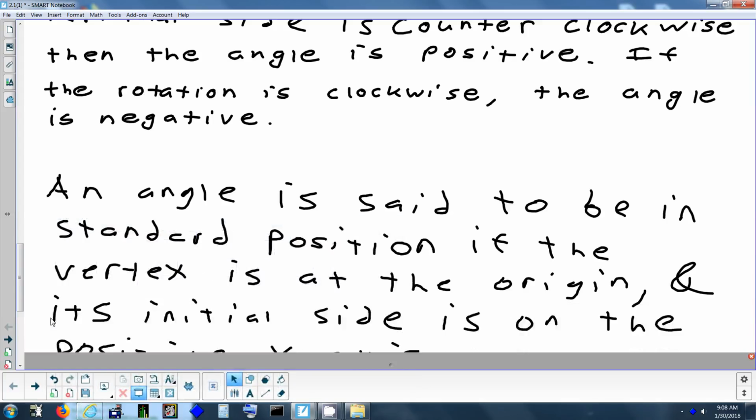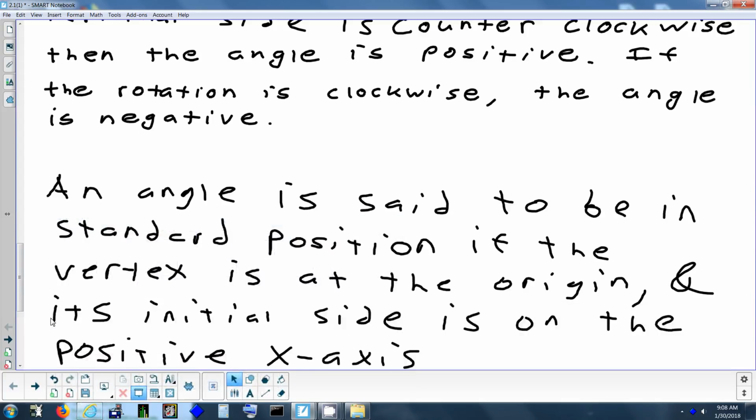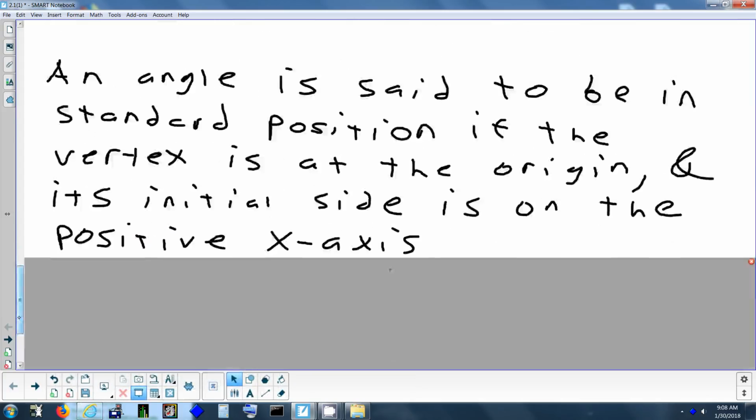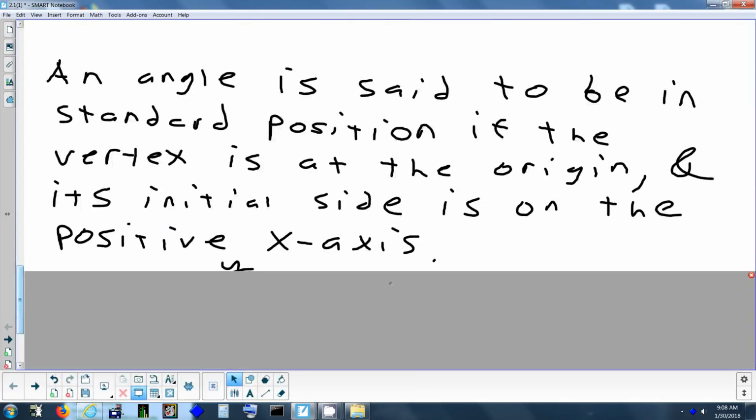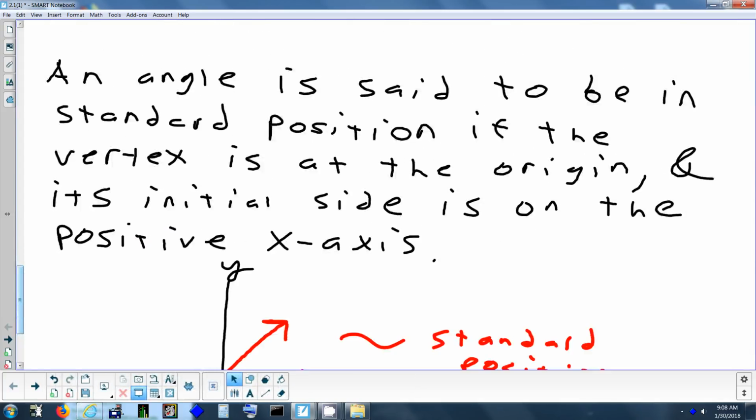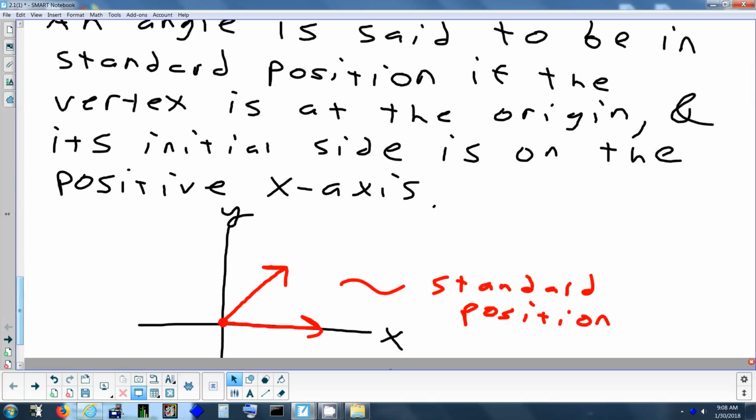Second thing, the initial side is always on the positive x-axis. That's another thing that the program does automatically. I cannot move the initial side. All I can do is move the terminal side. So there's an angle that's in standard position. What that does is give us a uniform way. If I say to sketch a 45-degree angle, everyone's angle would pretty much look the same. Nobody's would be twisted or reflected or upside down. They would all pretty much look like that.